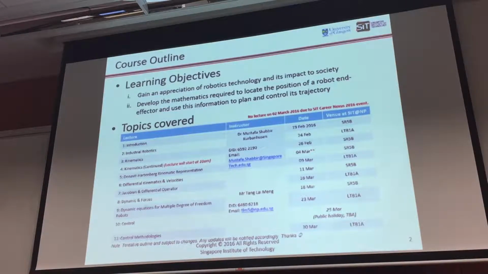I also have a co-lecturer, Mr. Tan Lai Ming. He will cover from lecture 6 to 11. He will talk more about Jacobian matrices. When you want to control a robot or something, you first start off with the position. Okay, I want to go here, do this. When you differentiate position, you get velocity.